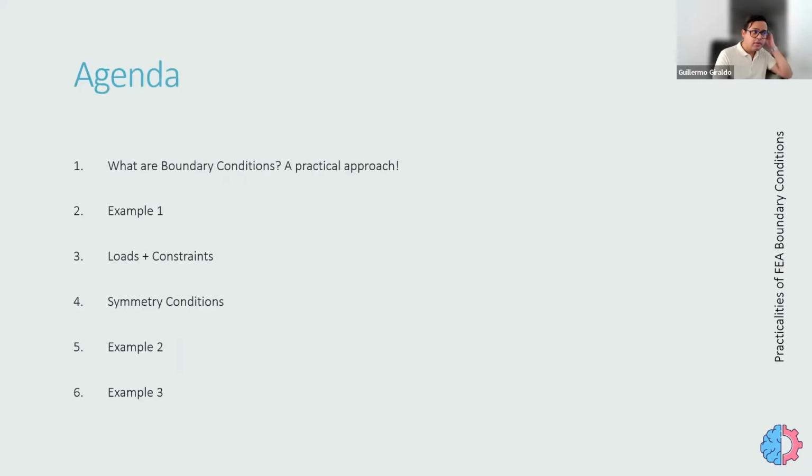So as an agenda, we will cover what boundary conditions are from my practical point of view approach. Then a first example. We will talk about loads and constraints and how they relate with each other, and what we can do when we are thinking about loads and constraints in our systems. We'll talk a little bit about symmetry conditions from a very particular point of view. And then we will see a couple more examples of the effects that the boundary conditions can have on practical applications. So let's get started.